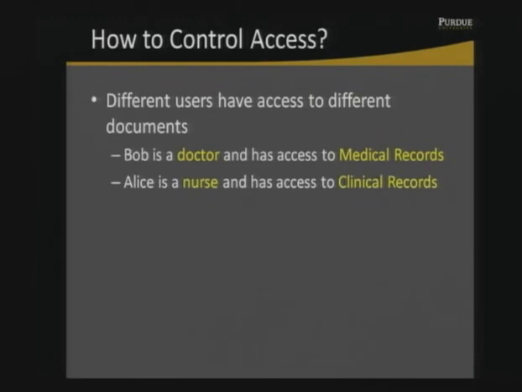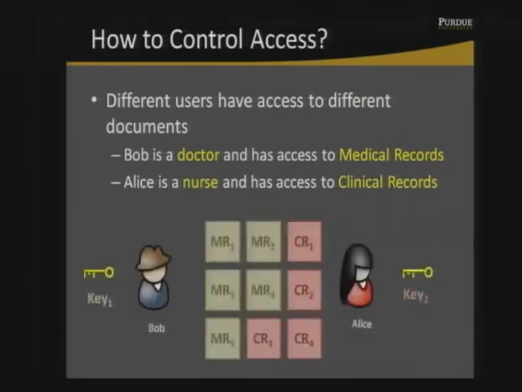The typical approach is to use selective encryption, where we encrypt different types of documents with different keys and give the corresponding key to the relevant users. In this case, Alice will get key 2, and Bob will get the first key. Since Alice doesn't have the first key, she won't be able to decrypt this medical record. She will only be able to decrypt these clinical records.